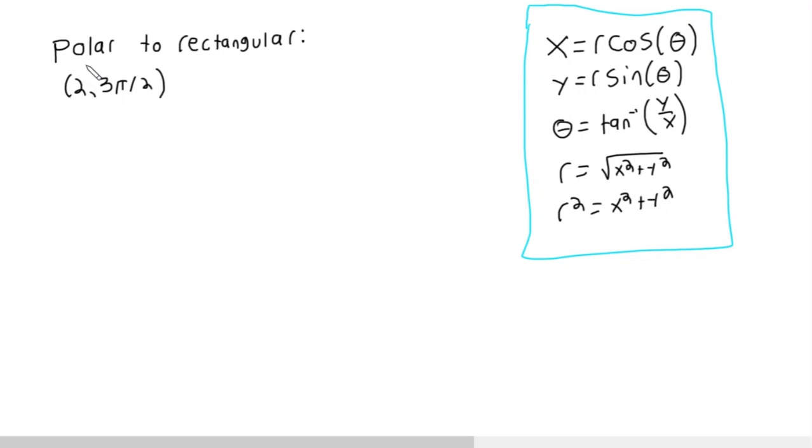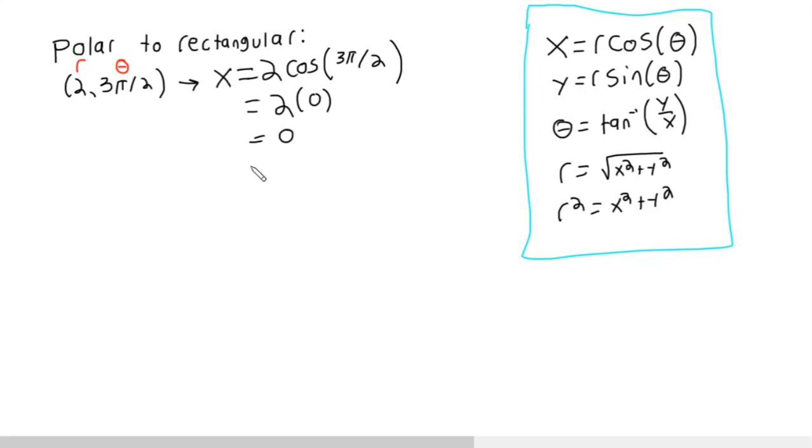Because remember that in polar coordinates, this is r, and this over here is theta. So it's really just a matter of plug and chug. I'm going to use this formula on the right to find my x value. X is equal to r cosine theta. Well, what's my r? My r is just 2, and theta is 3 pi over 2. So I get 2 cosine 3 pi over 2. Cosine of 3 pi over 2 is just 0, so I get 2 times 0, and so x is just 0.